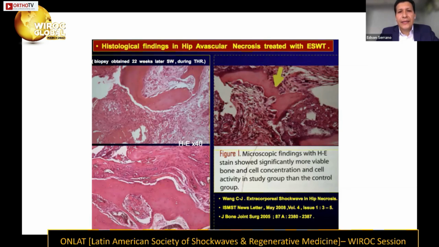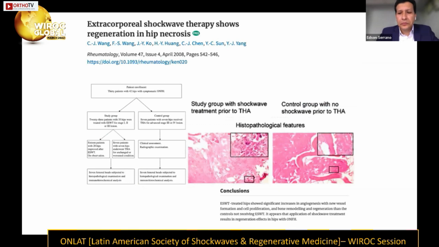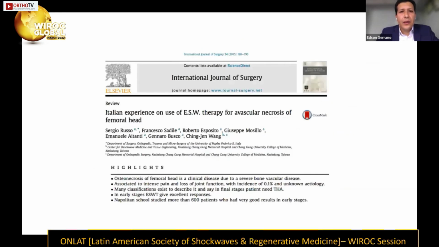This response produces different substances that can improve the circulation in the bone, can produce osteogenesis, and produce many kinds of molecules like platelet endothelial cell adhesion molecules or other cells. In conclusion, that produces an increase of vascularization in the bone and an increase of osteogenesis, like this study.